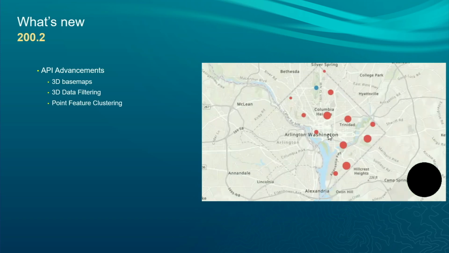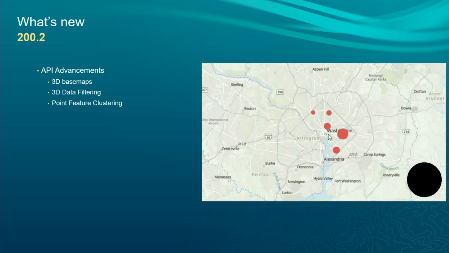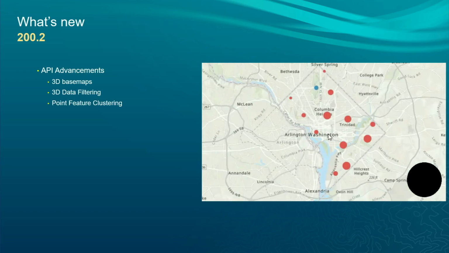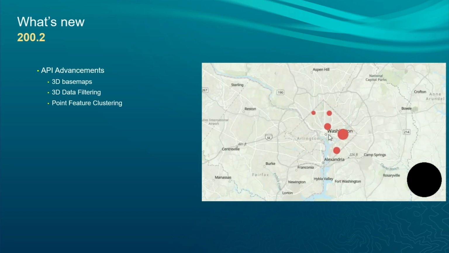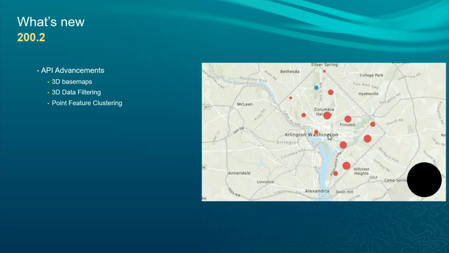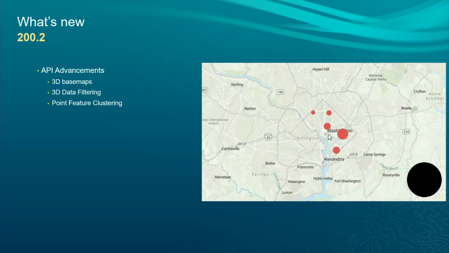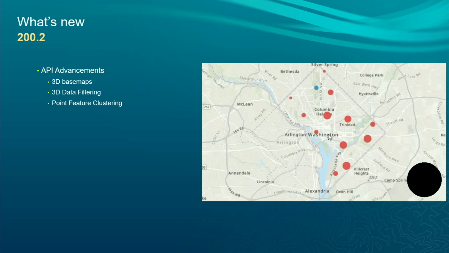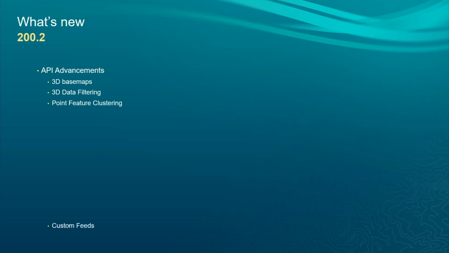Another cool feature, and this is one of the most highly requested features from our users, is point feature clustering. As you can see on the map, data is clustered in points, and as you zoom in and out, the data is reclustered, and based on the zoom extent, it's clustered and aggregated based on the data in that extent.